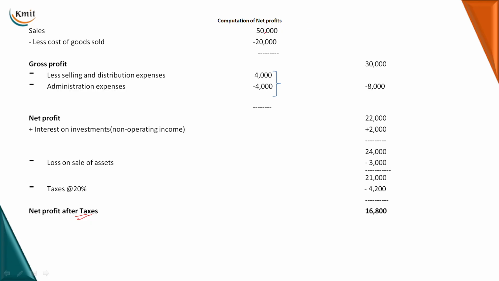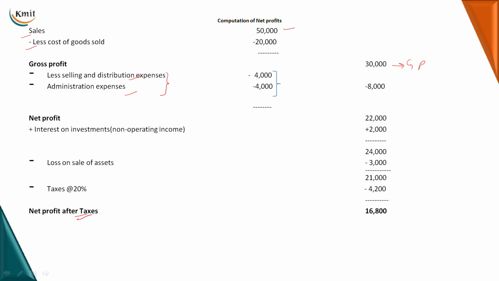So to begin with, we'll start with the sales less cost of the goods sold. The resulting value is your gross profit, against which non-operating expenses are to be deducted. So the given items in the data are non-operating expenses: selling and distribution expenses and administrative expenses.